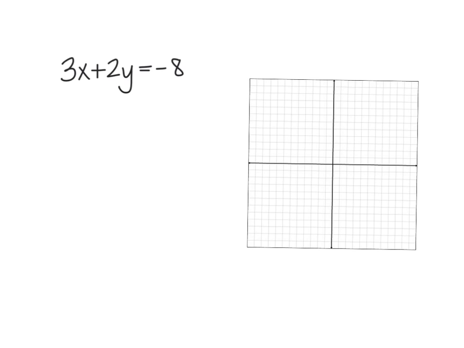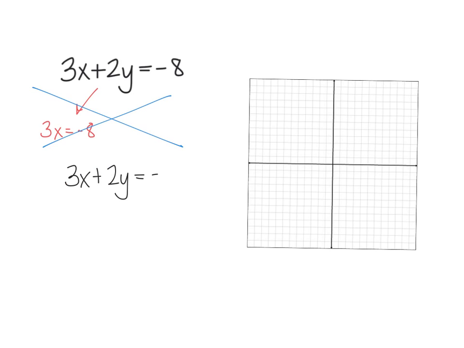Now, in this example, the problem is that they don't divide very well. My first equation is going to be 3x equals negative 8. Well, that's going to give me a fraction or a decimal and not a point that's easy to graph. So because it doesn't divide well, we don't want to do that method. We want to instead try to get y by itself. So I'm going to recopy my equation. I've got 3x plus 2y equals negative 8.